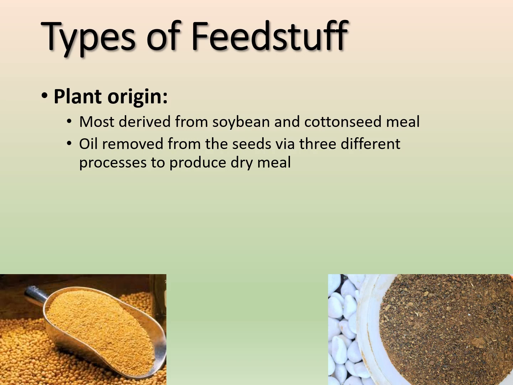Now, the plant sources, most of these are derived from soybean or cottonseed, and they turn them into meals. So on the bottom left, you have your soybeans turned into soybean meal, and the cottonseed turned into cottonseed meal. We call these oil seeds because they have a high percent of oil in them. To make them into a meal, they have to remove the oil from the seed, and they do that a couple different ways that we won't go through, to produce these dry meals.